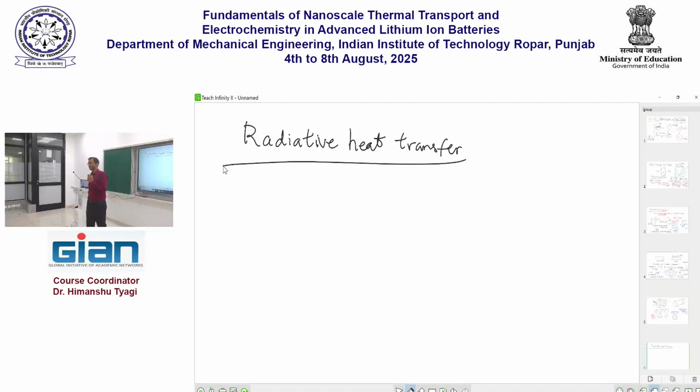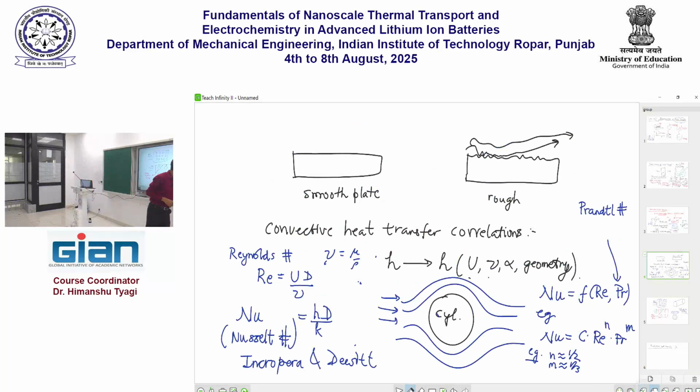For a lot of applications of lithium-ion batteries, radiative heat transfer is not the dominant process. Conduction and convection are much more vigorous and strong compared to radiative heat transfer, and for that reason we will not discuss this too much in our class. For the purposes of thermal management or heat transfer in a battery, conduction and convection are the most important processes.